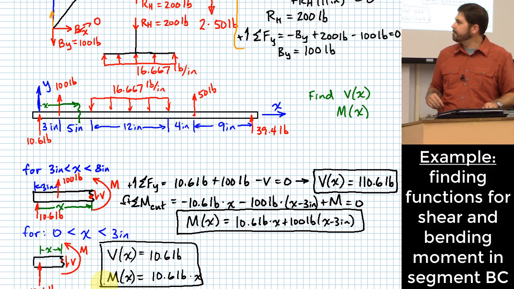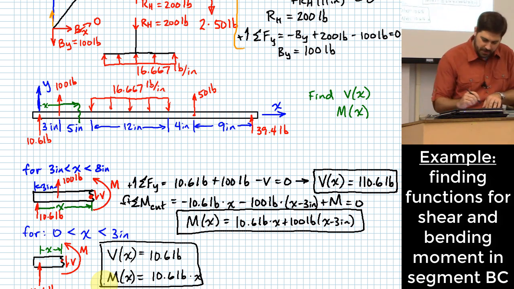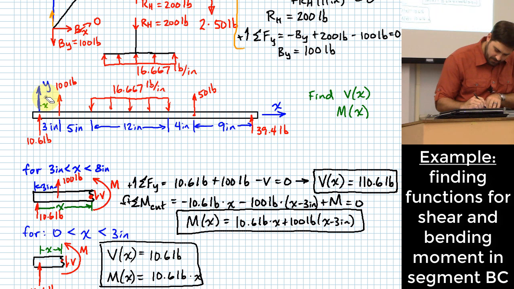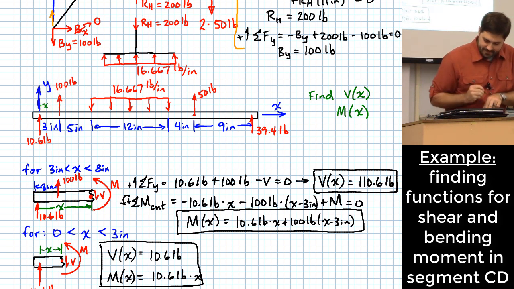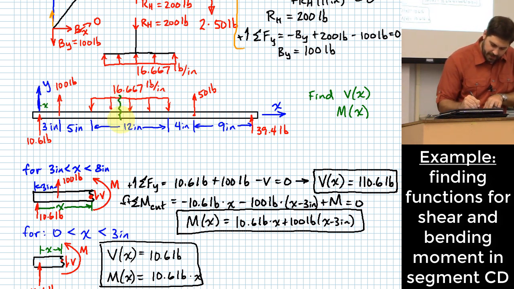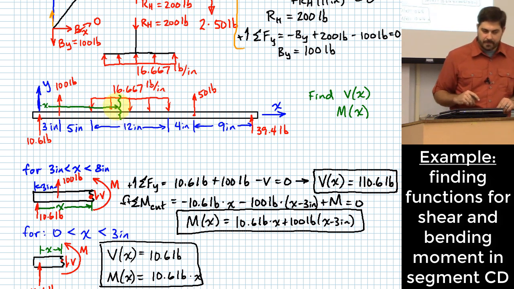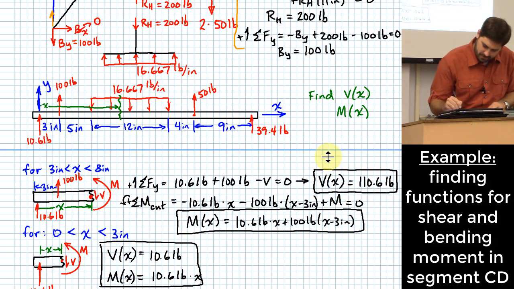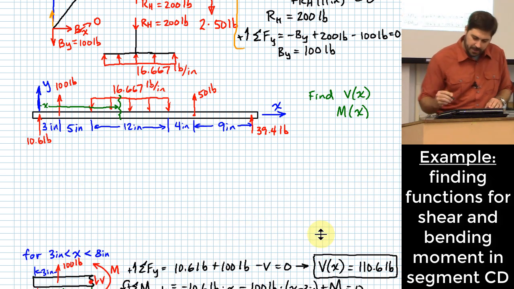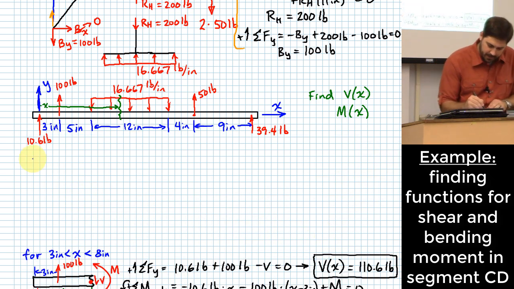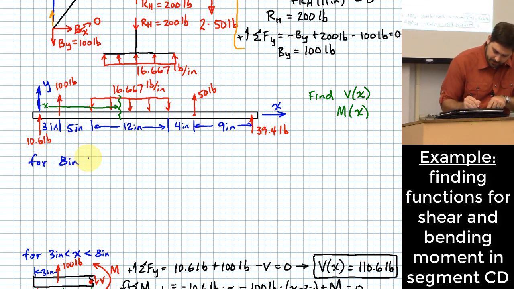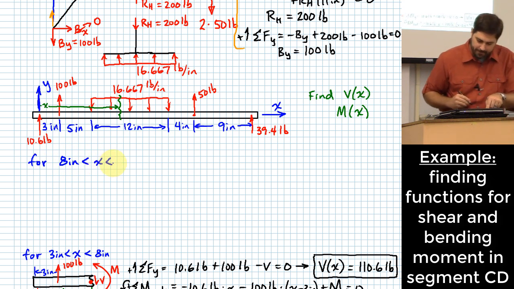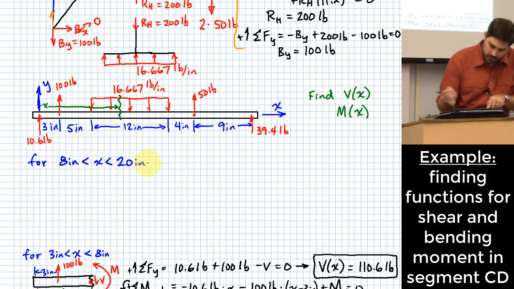Easy stuff, right? Where's our next segment? Okay, we've got to pick somewhere now in the middle of this distributed load. Right? And we're going to say that our little domain we're working in is going to be between 8 inches and what? 20 inches?